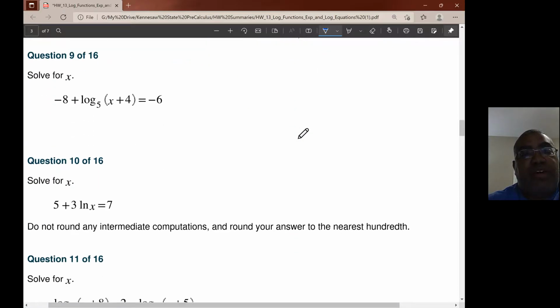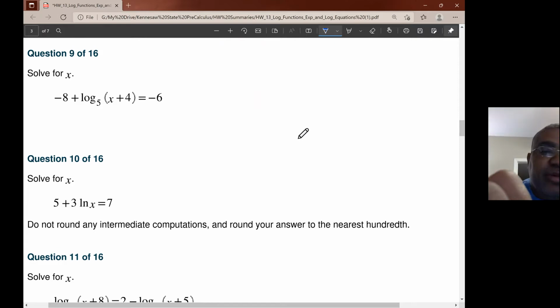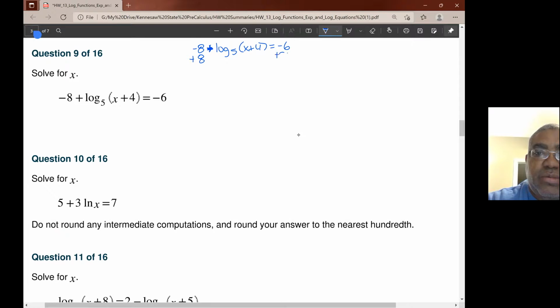Question number 9, solve for x. Use our algebra, and then we'll use a logarithmic property. So -8 plus log base 5 of x plus 4 is equal to -6. Add 8 to both sides. Ooh, computer's kind of freezing a little bit. Log base 5 of x plus 4 is equal to -6 plus 8, which is +2.